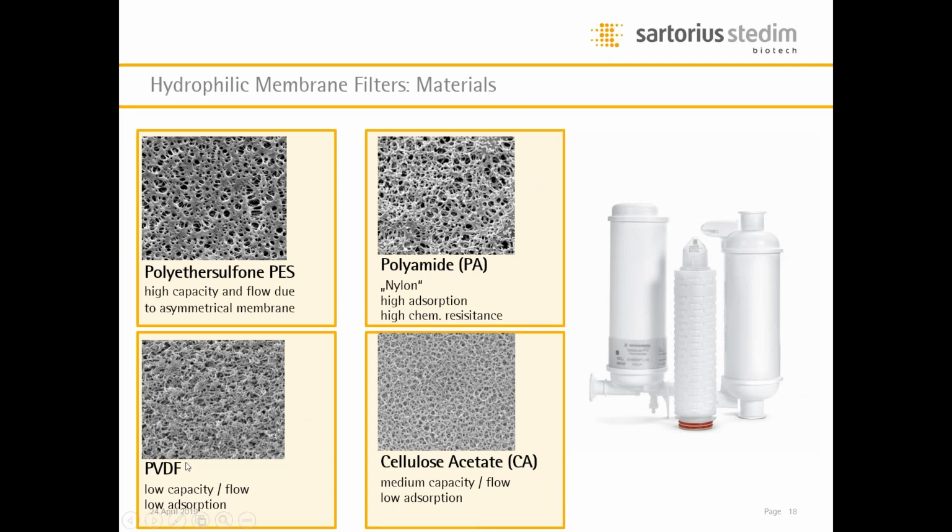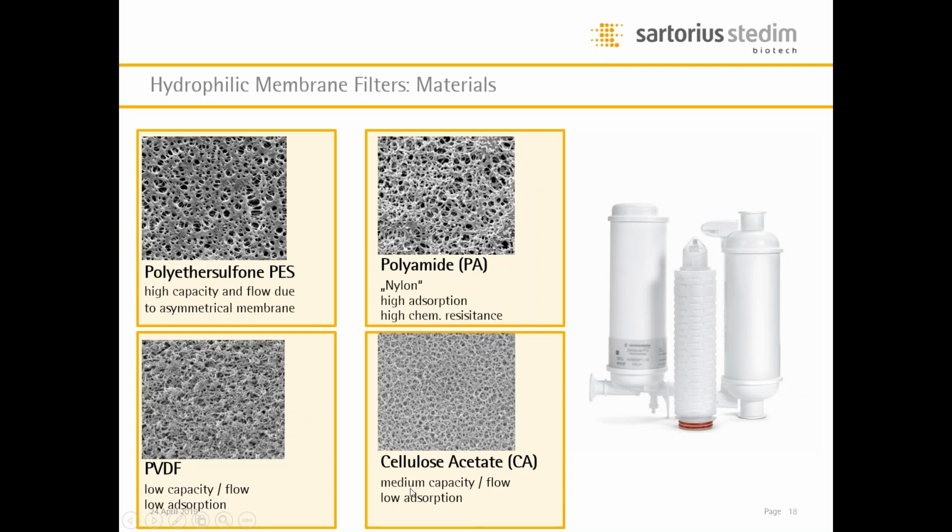Another material is PVDF. It's a rather old material, available on the market for 30, 40 years. In contrast to polyether sulfone, it has a relatively low capacity, so it tends to block earlier compared to the polyether sulfone membrane, and also a lower flow rate, but it's characterized by low adsorption. So this adsorption compared to PES is much lower. So for example, when it comes to a final filtration step, there is a certain advantage of PVDF material compared to PES. The same is true for cellulose acetate.